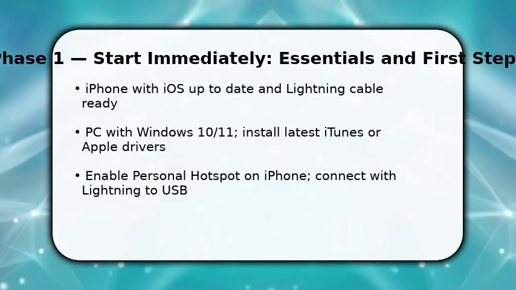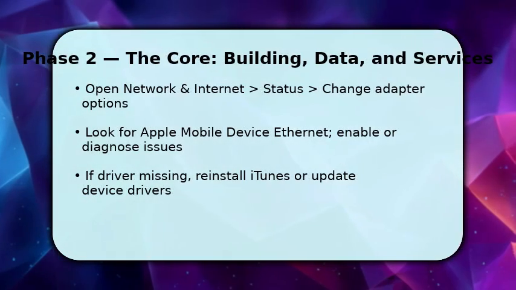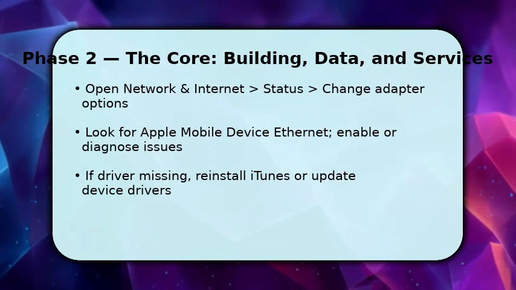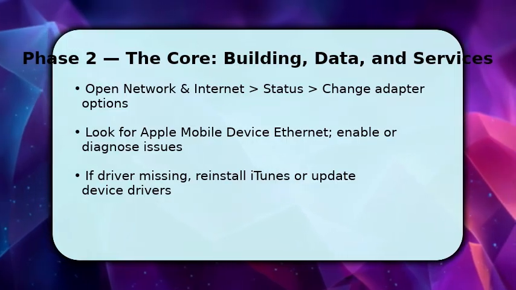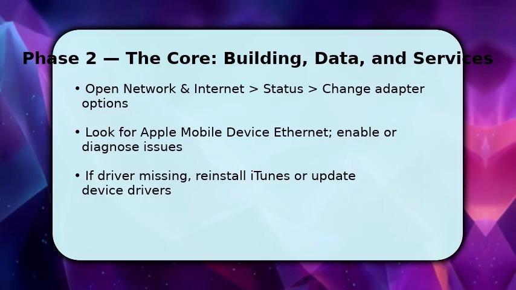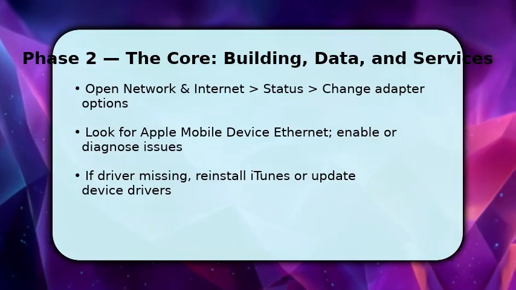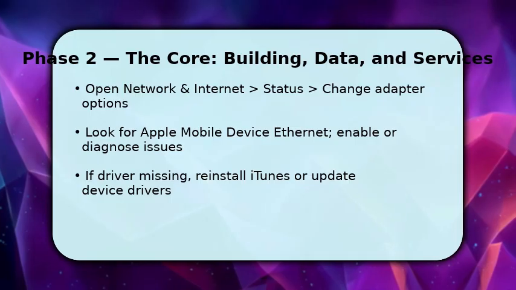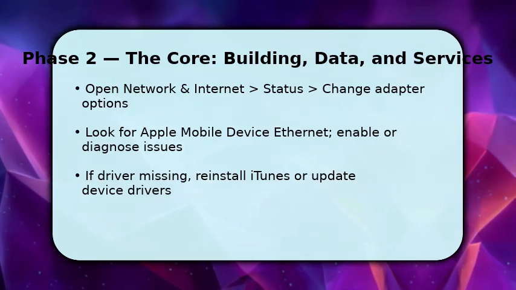Once the phone is connected, switch to your PC and open Network Settings. You should see Apple Mobile Device Ethernet or a similar adapter. Enable it if disabled. If Windows shows limited connectivity, run the adapter troubleshooter and check that iTunes or Apple device drivers are installed. Reinstall them if needed.